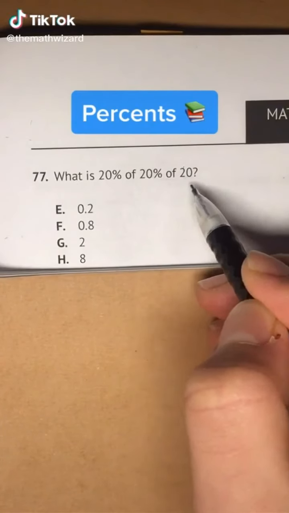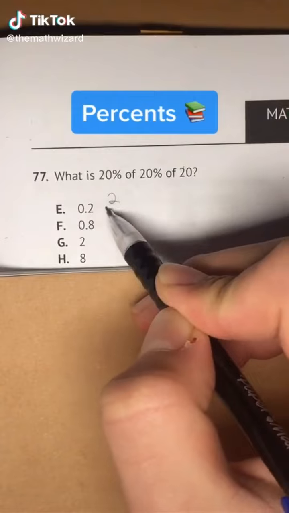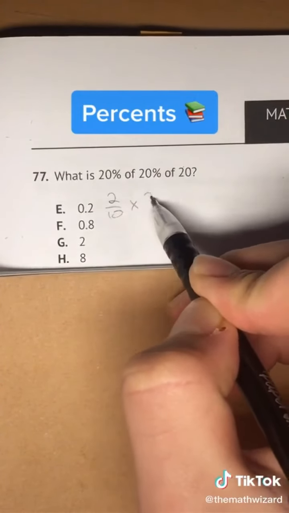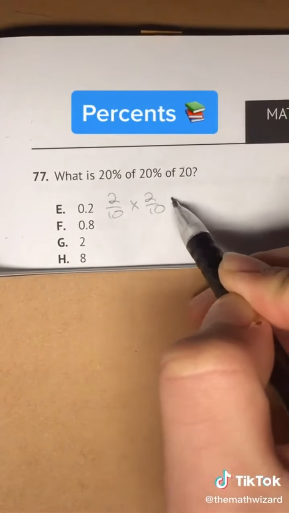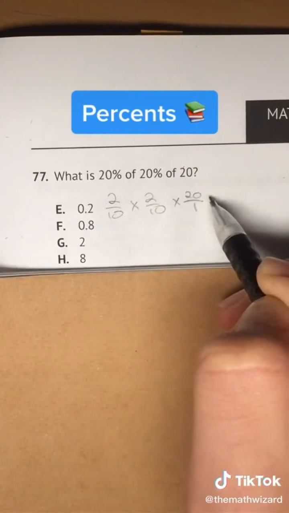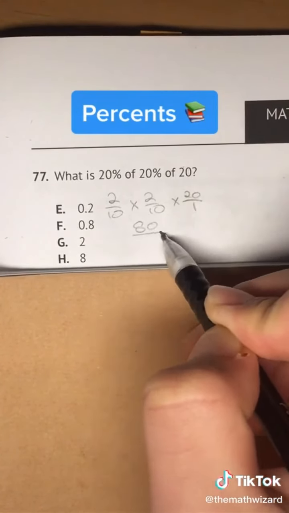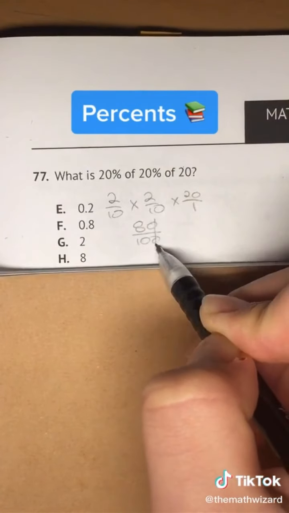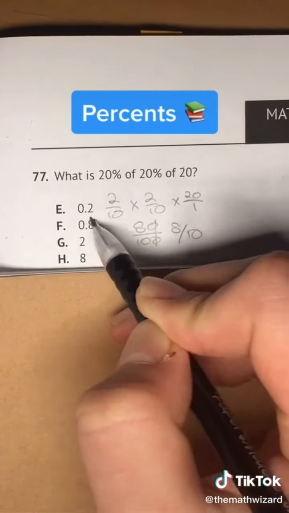20% of 20% of 20. Okay, so 20% we could rewrite as 2 over 10, and of just means times. So all together we have 2 over 10 times 2 over 10 times 20 over 1. Now, when we have multiplication, we just multiply across, and when we do that, we get 80 over 100. Now, we could cancel out one of the zeros, and we're left with 8 over 10, which is just 0.8.